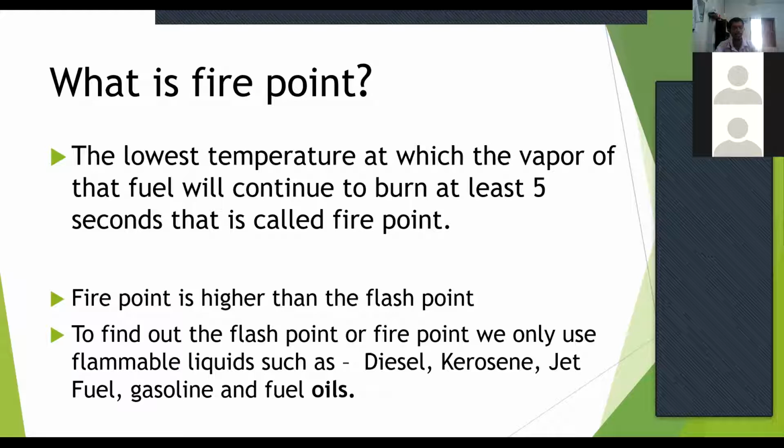To find the flash point or fire point, we only use flammable liquid. We find it by introducing a flame, and if there is any ignition that lasts below 1 second, like a pop with a pop sound, then we call it the flash point. If it continuously burns, then we take it as the fire point.